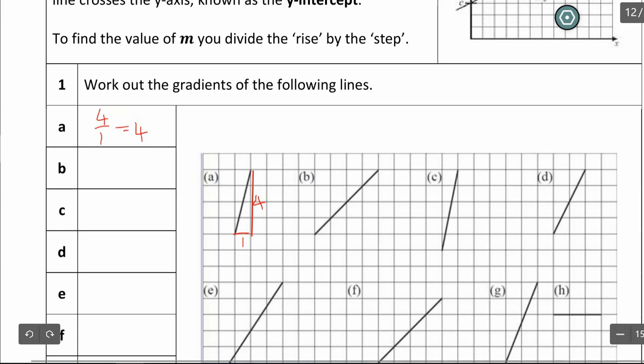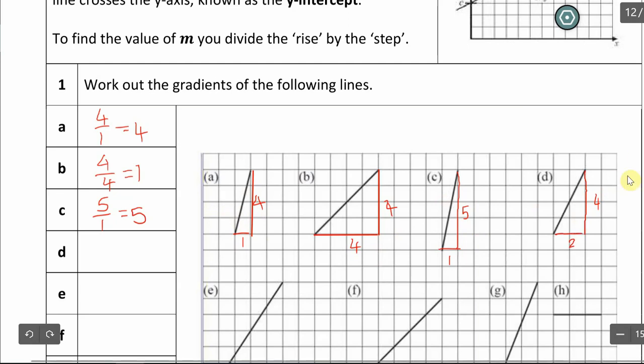On the next one, the rise was 4 and the run was 4. So 4 divided by 4 gives a gradient of 1. On part C, the rise is 5. It's got 5 up, and the run is 1. So 5 divided by 1 gives a gradient of 5. And you can see that a line with a gradient of 5 is steeper than a line with a gradient of 4. Okay, part D, the rise was 4, the run was 2.